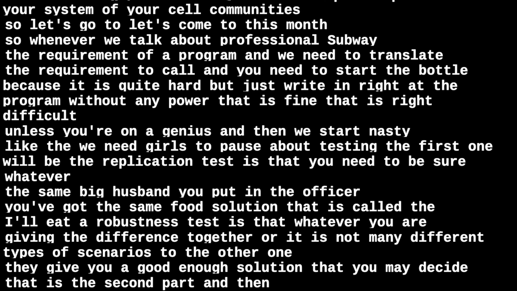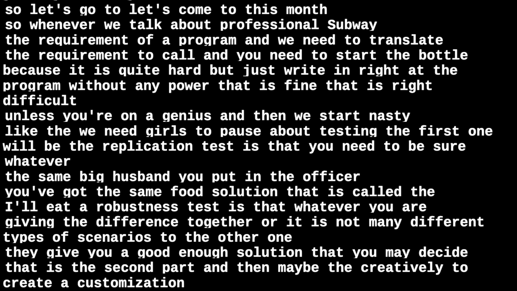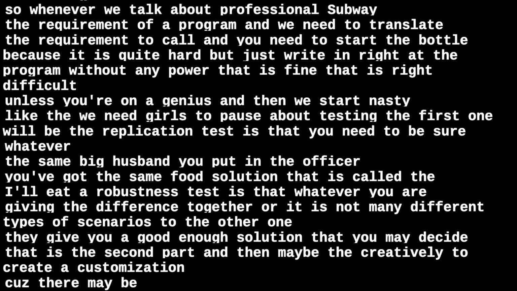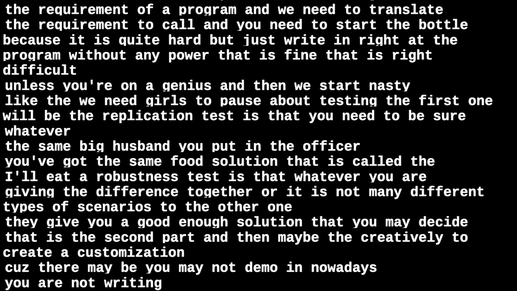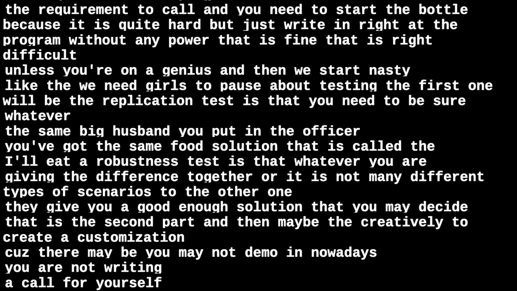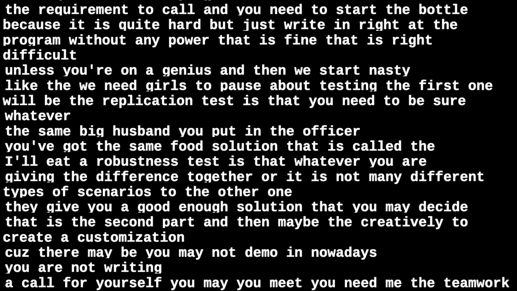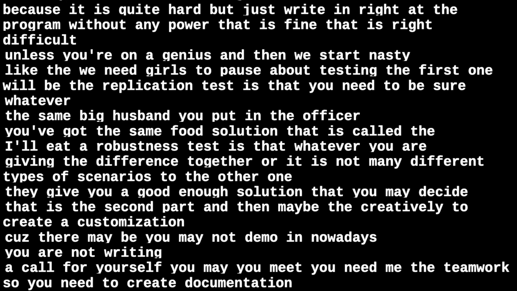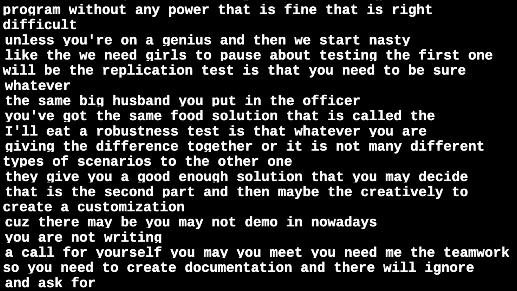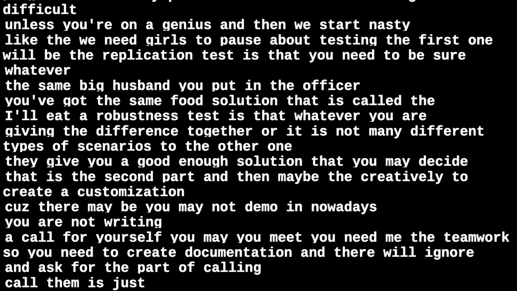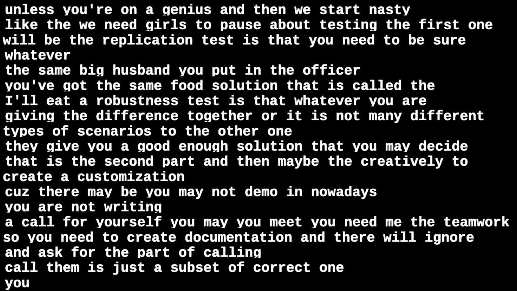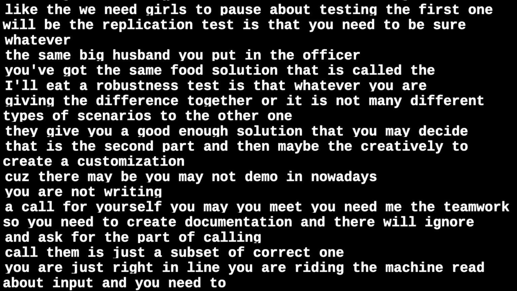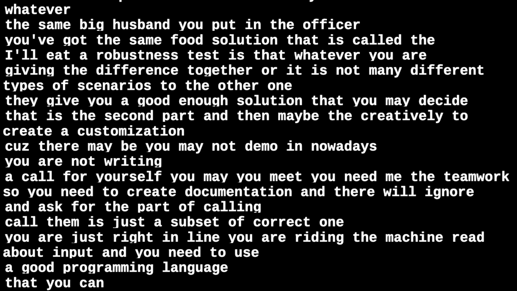And then we need to create documentation, because nowadays you are not writing code just for yourself. You need teamwork, so you need to create documentation, and there will be more. As for coding, coding is just a subset of programming. You are just writing lines, writing the machine-readable inputs, and you need to choose a good programming language, and then you can solve the problem.